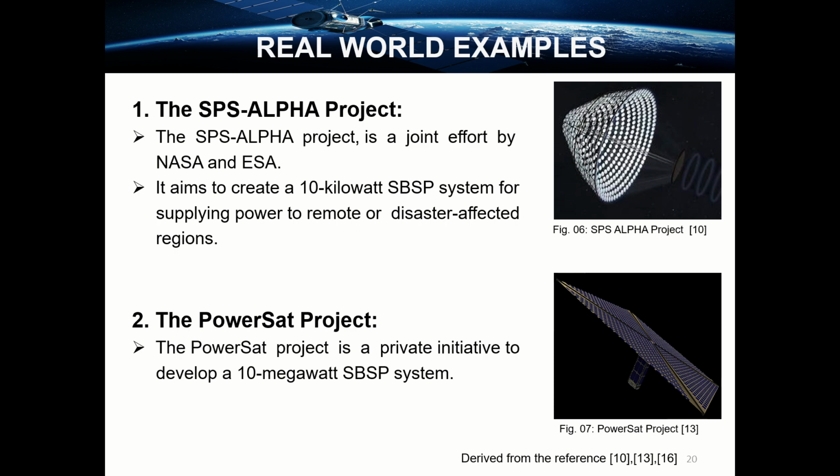Real-world examples of space-based solar power. The first is the SPS Alpha project. The SPS Alpha project is a joint effort by NASA and ESA. It aims to create a 10-megawatt SPS system for supplying power to remote or disaster-affected regions. The second is the PowerSat project. The PowerSat project is a private initiative to develop a 10 MW space-based solar power system.